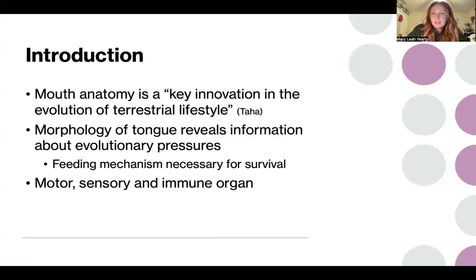So, mouth anatomy is a key innovation in the evolution of terrestrial lifestyle. And with this, I think morphology of the tongue reveals a lot of information about evolutionary pressures. It's a feeding mechanism, it's a communication mechanism, it's an immune organ. And all of these are pretty necessary for the survival of a species.